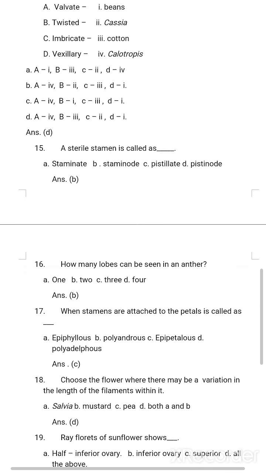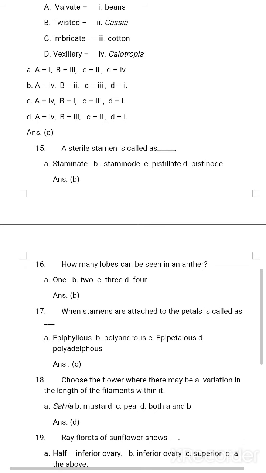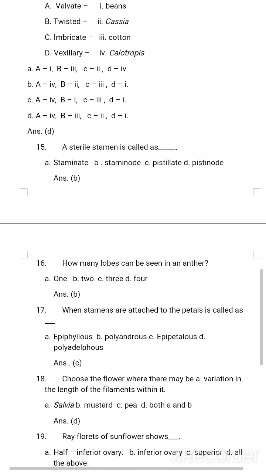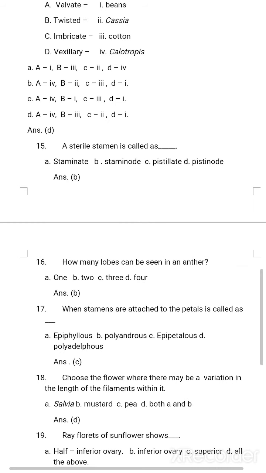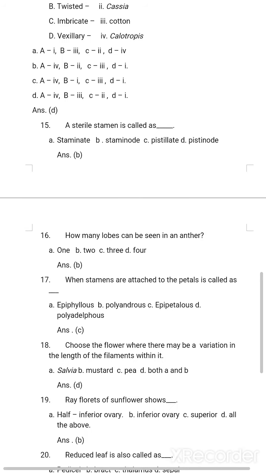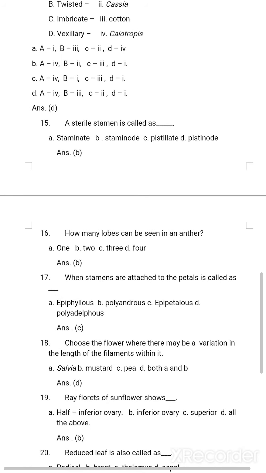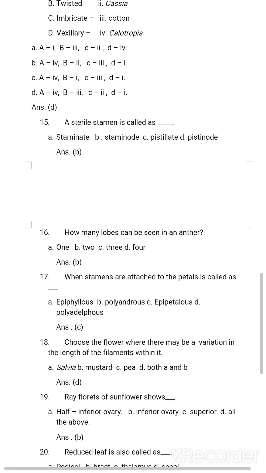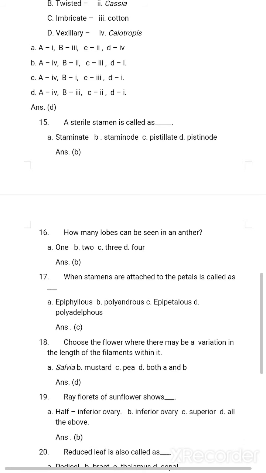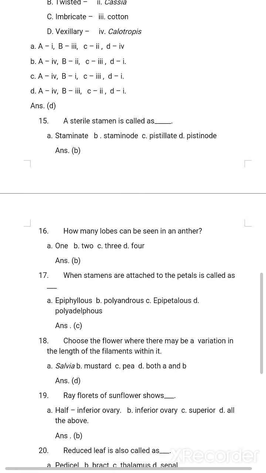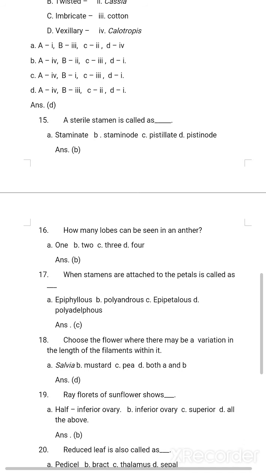A sterile stamen is called as option A, staminate, option B, staminode, option C, pistillate, option D, pistinode. The correct option for this question is staminode. It means the stamen cannot produce pollen grains. Pollen grains are referred to as male gametes. The stamen has a filament, a long stalk-like structure. At the end of the filament there is a bilobed anther consisting of pollen sacs.